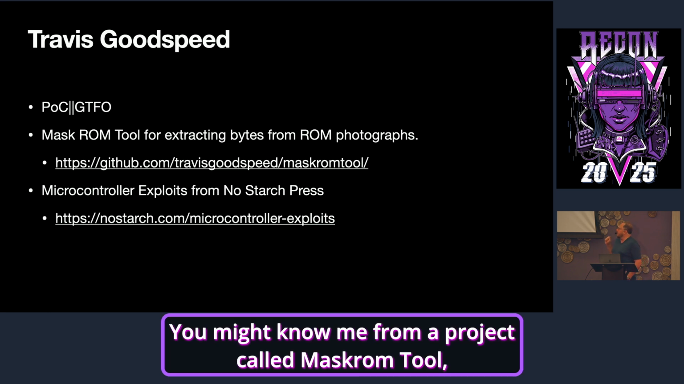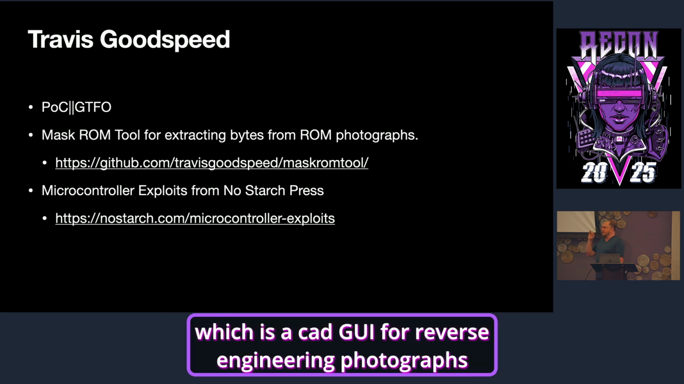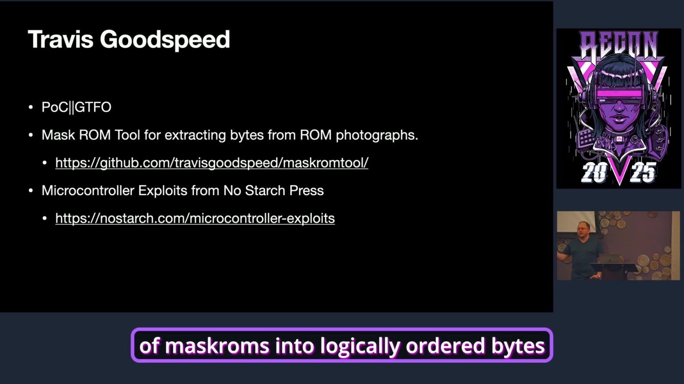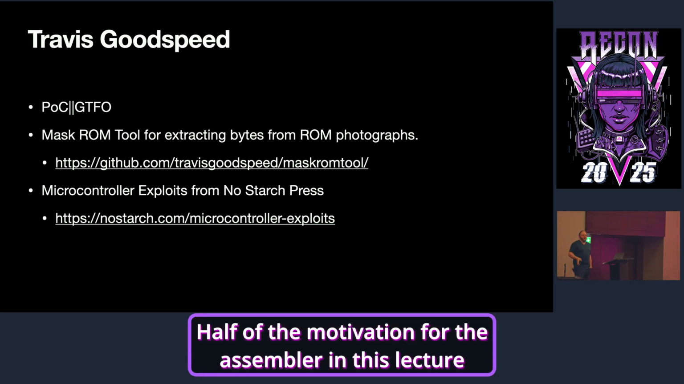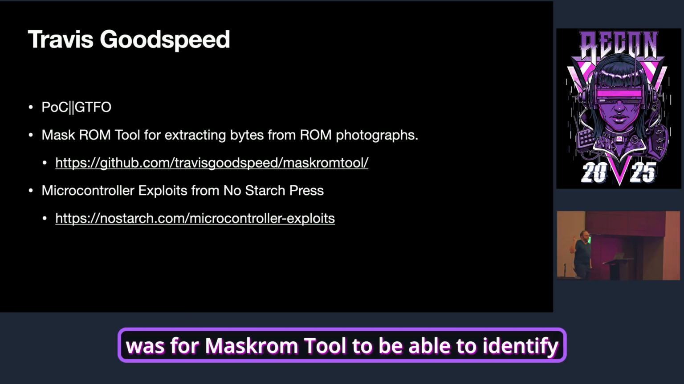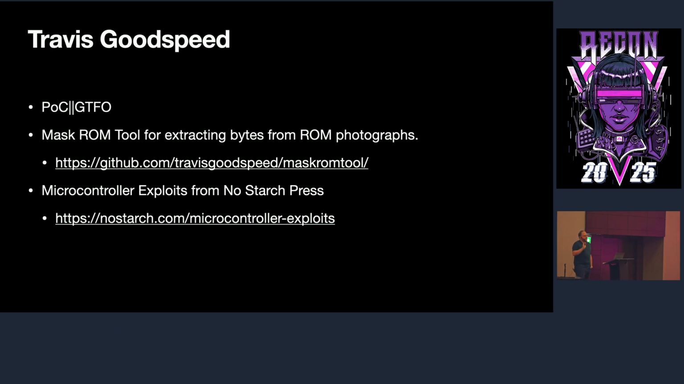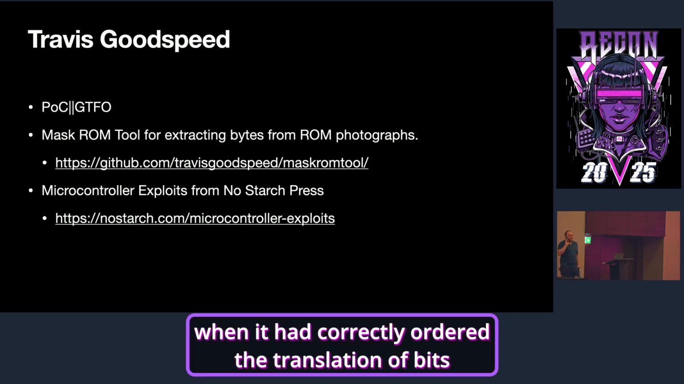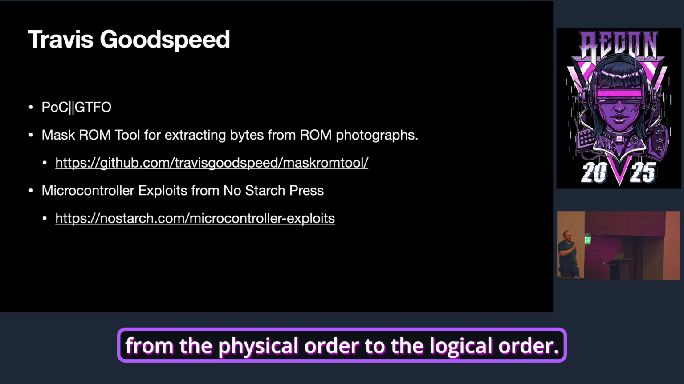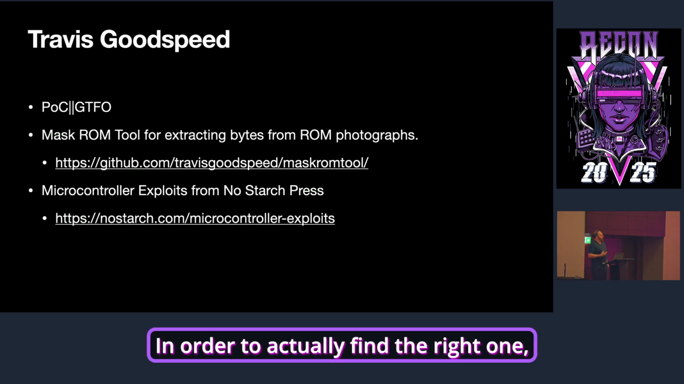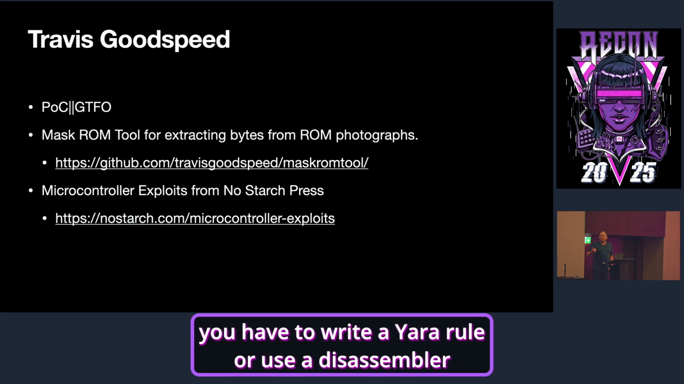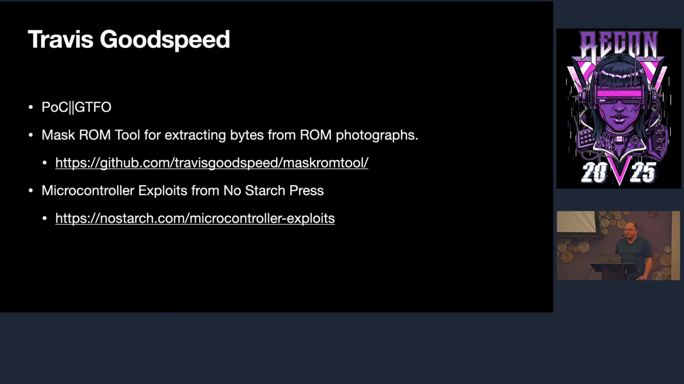You might know me from a project called ROM tool, which is a CAD GUI for reverse engineering photographs of ROMs into logically ordered bytes that you can disassemble. Half of the motivation for the assembler in this lecture was for ROM tool to be able to identify when it had correctly ordered the translation of bits from the physical order to the logical order. It's easy for the tool to enumerate it. In order to actually find the right one, you have to write a Yara rule or use a disassembler that can recognize which solutions might be right.